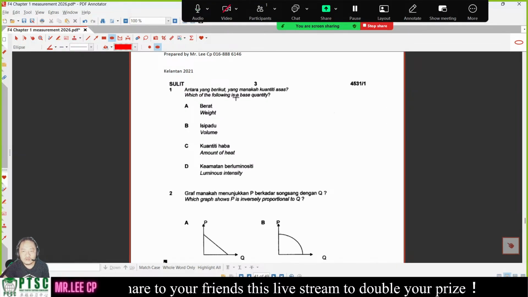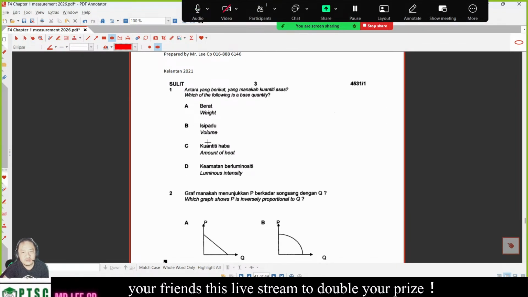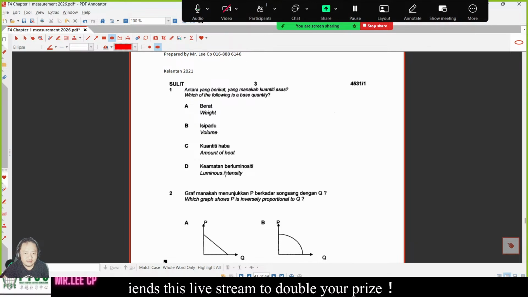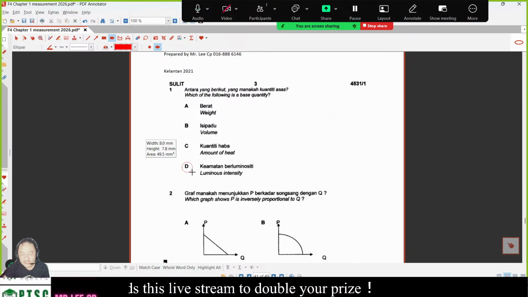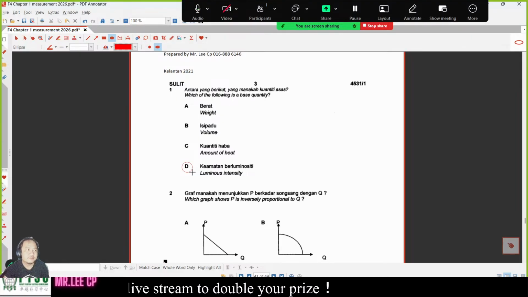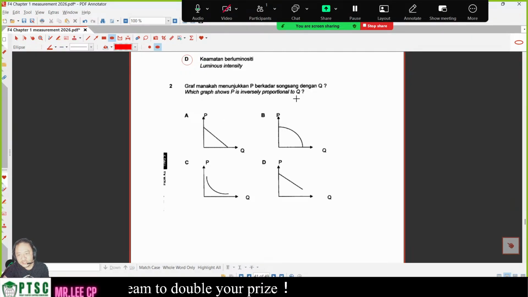Okay. Which of the following is a base quantity? Weight is derived. Volume is derived. Amount of heat is derived. Luminous intensity is a base quantity, it is one out of the 7 examples there. Which one is inversely proportional? This one, P and Q, inversely proportional.